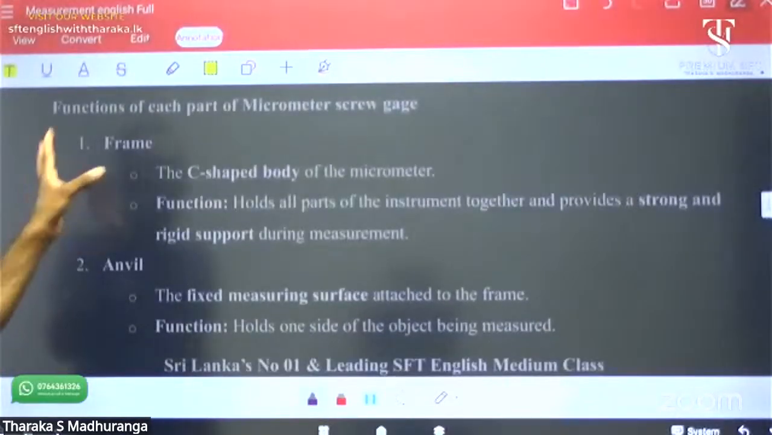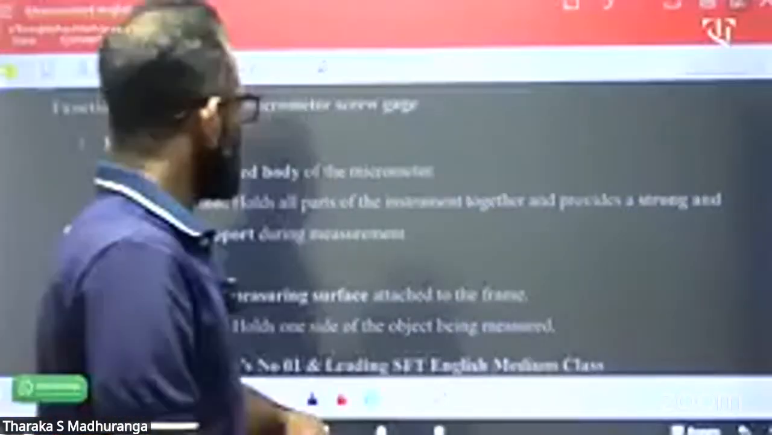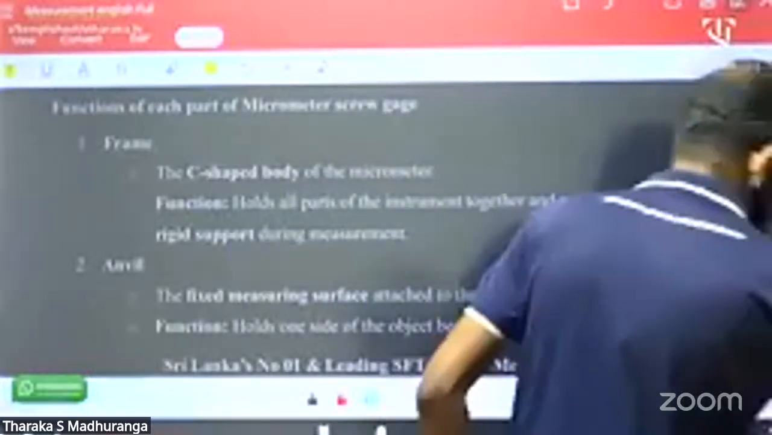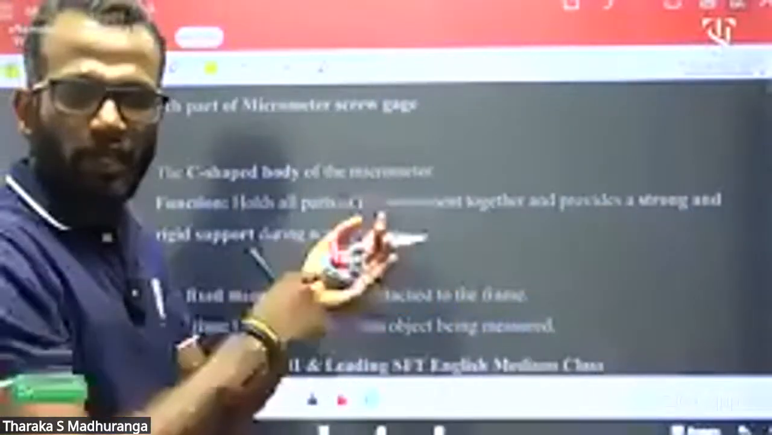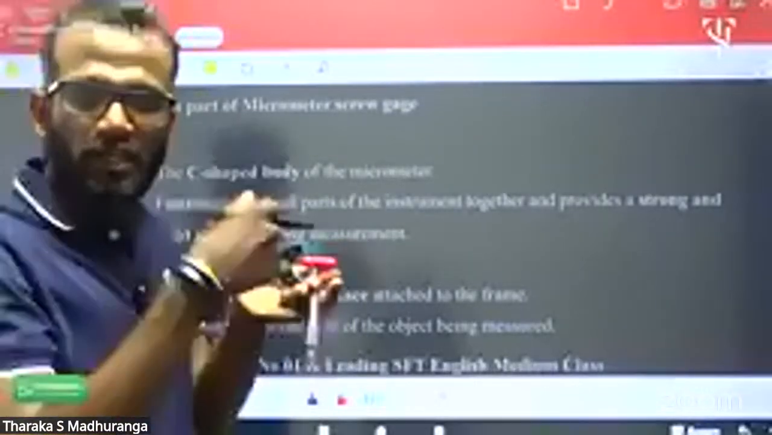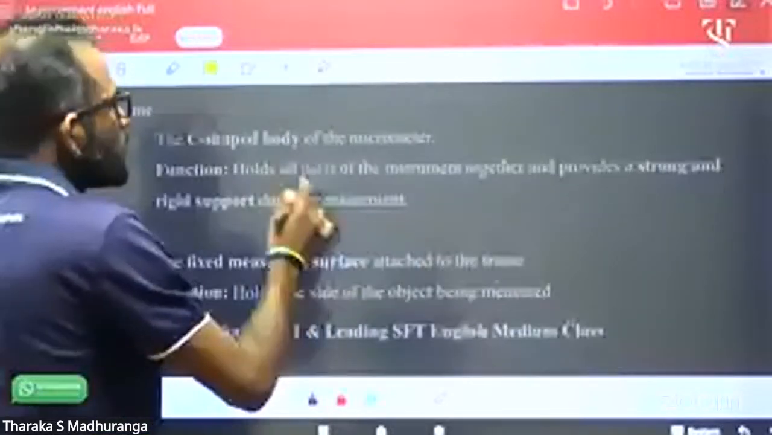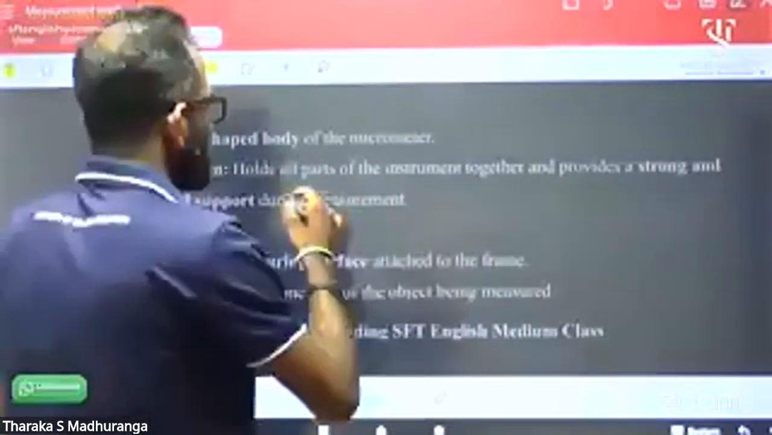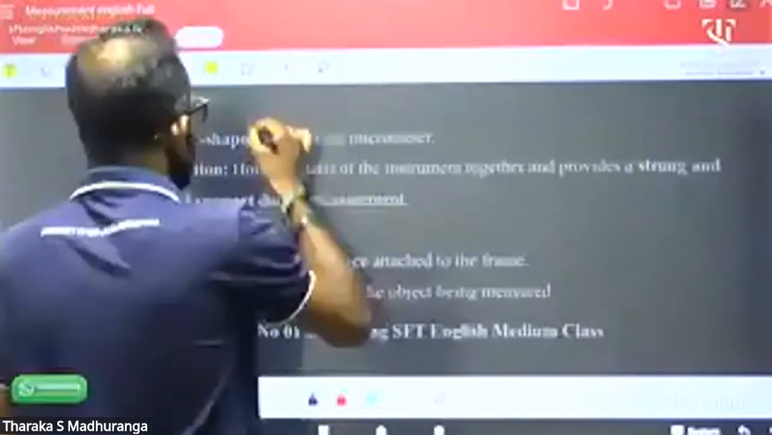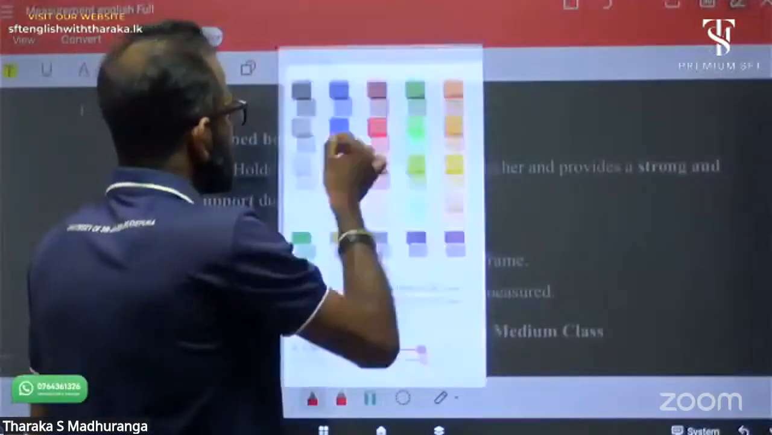Function of each part. Okay, let's see. Frame. It's a C-shaped body of the micrometer screw gauge. Yes, the body frame is a C-shaped or U-shaped body. It holds all parts of the instrument together.